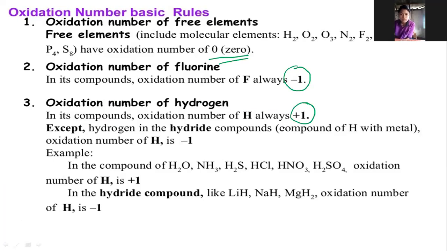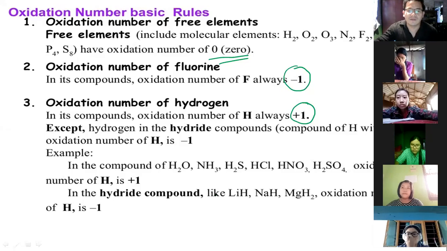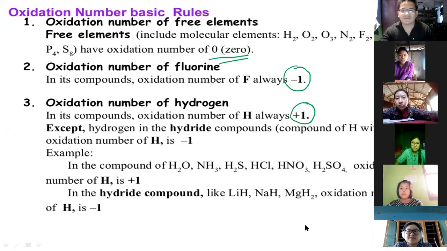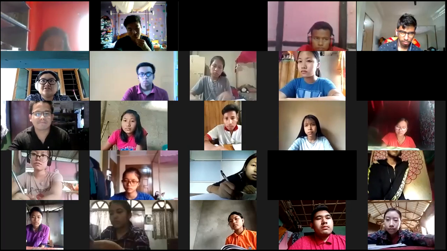Then point number 3, oxidation number of hydrogen will always be equals to +1 unless it is combined with a metal. Okay, metal is in the electrochemical series. We have many metals which are arranged based on their reactivity and oxidation potential. So can anyone tell me the electrochemical series starting from lithium, potassium, if you can recall? Potassium, calcium, sodium, magnesium, aluminum, zinc, yes. Iron, yes.